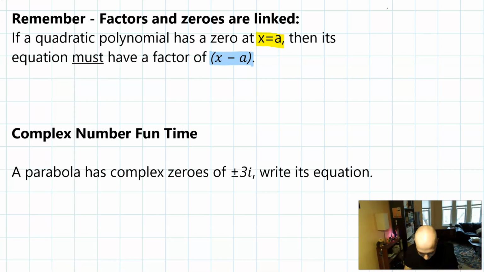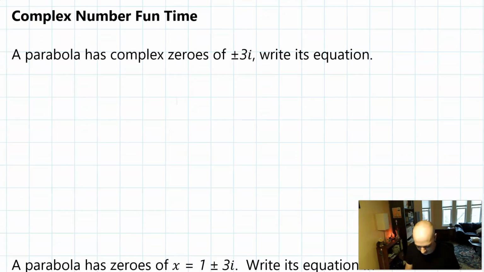And what's cool about this is this says quadratic polynomial, but I could just as easily scratch that out, and this is true for every polynomial. So getting this idea in about zeros and how they're related to factors is a really, really useful thing. And that's why I want to bring it in a little early. It also lets us have some complex number fun time. That's what I'm calling this section.